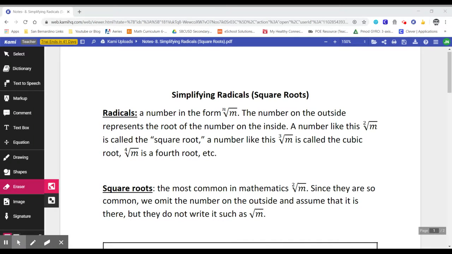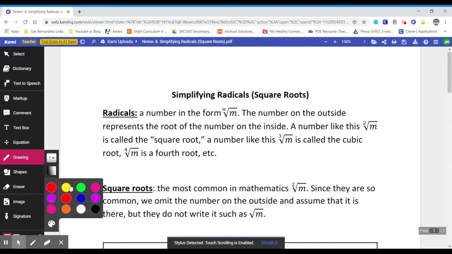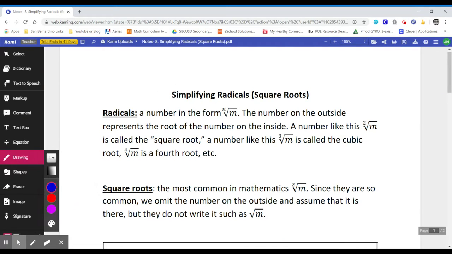Hey everybody. So in this video, we're going to be talking about simplifying radicals or simplifying square roots, to be more specific. So it'll be a really short video, so I hope you guys pay attention and find it pretty easy because, in my opinion, it actually is. So all we're focusing on today is simplifying square roots or simplifying radicals.